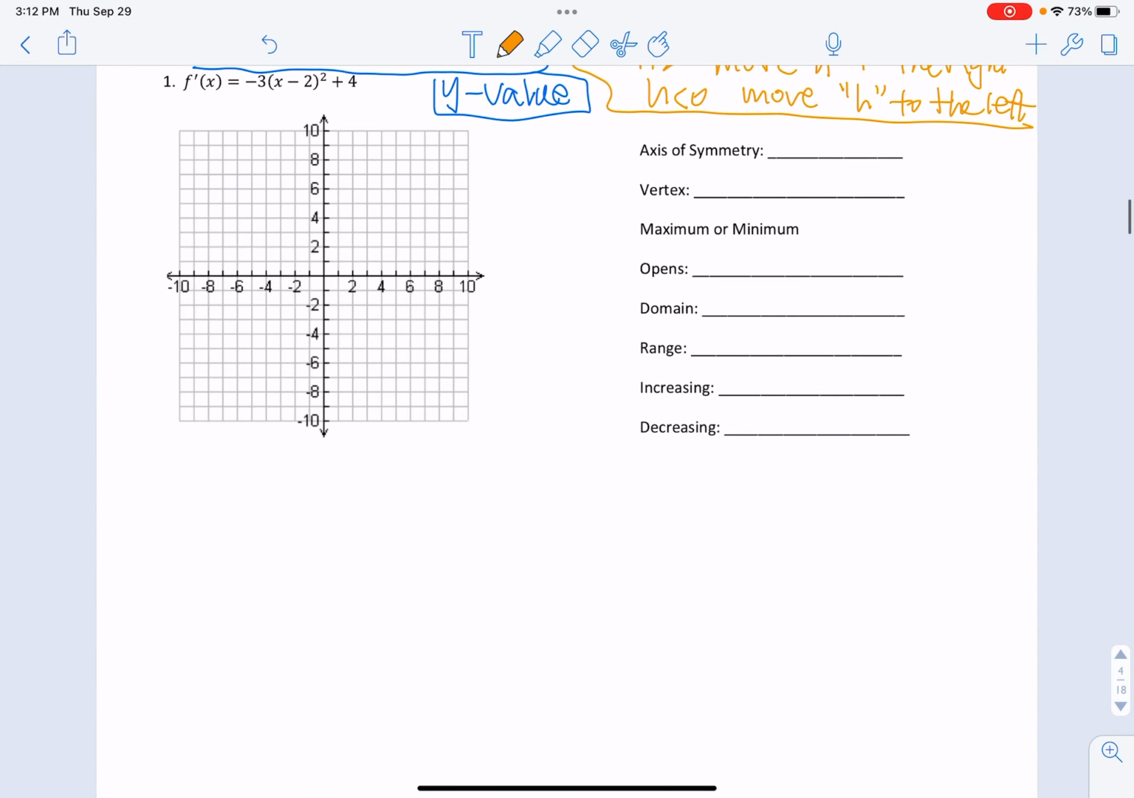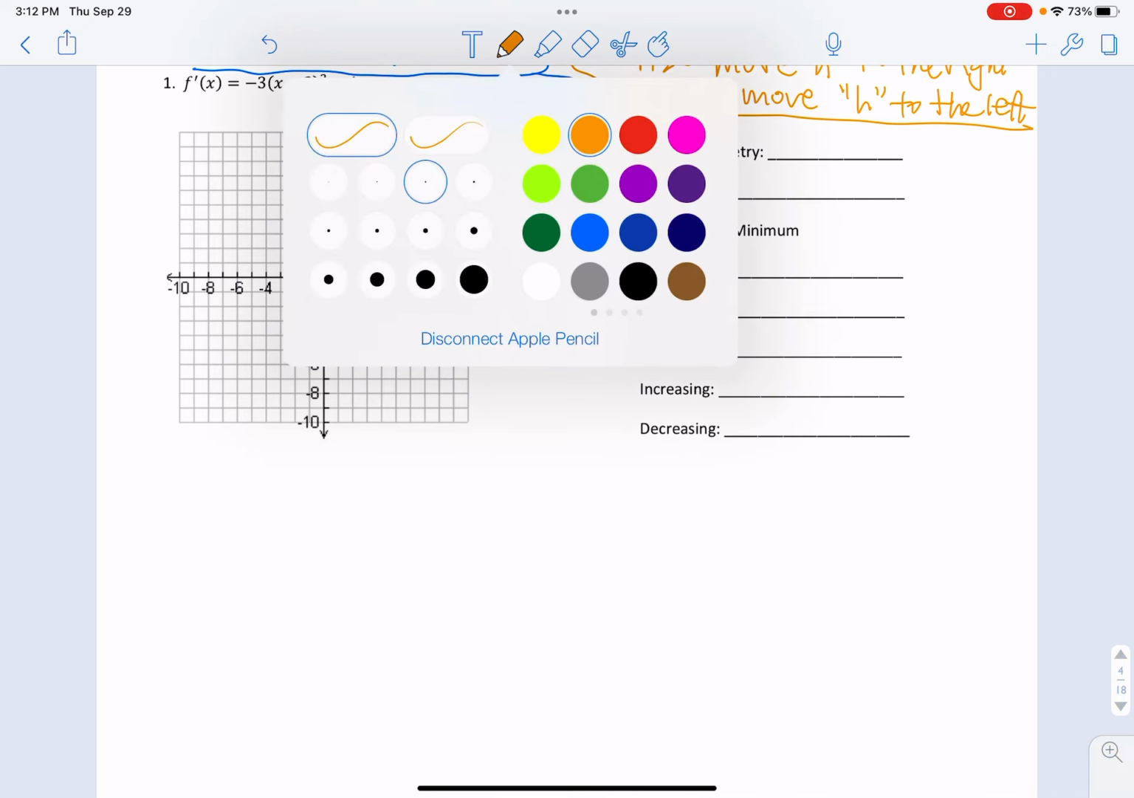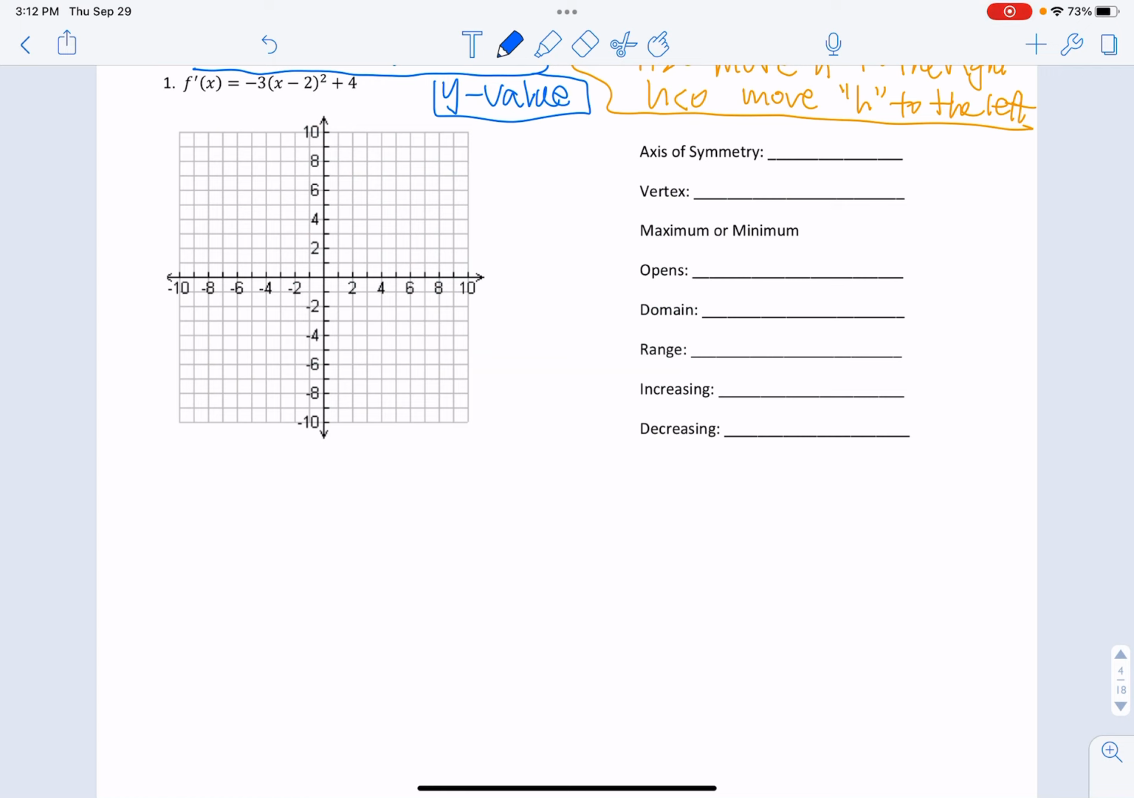And first, we will start with the parent function. y equals x squared is the parent function for the quadratic. If I draw a table for the quadratic function, with x values of -2, -1, 0, 1, 2, then the y values will be 4, 1, 0, 1, 4.